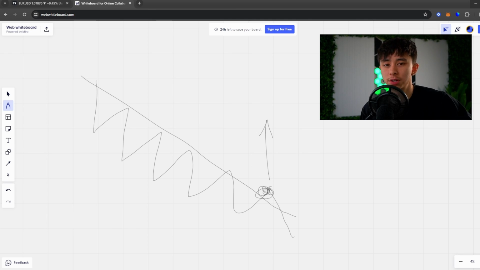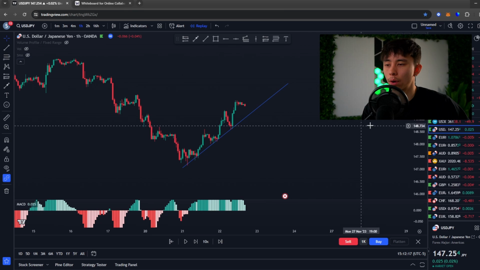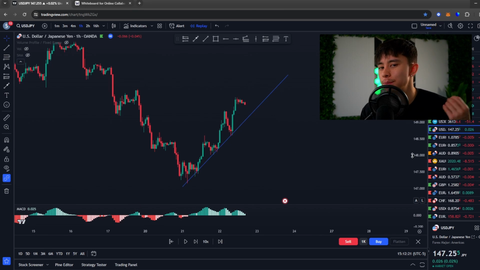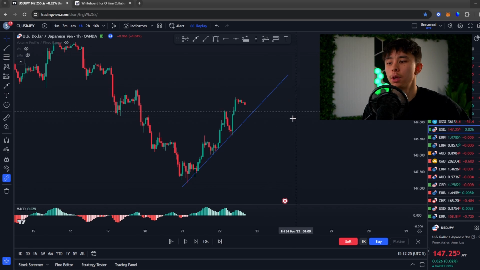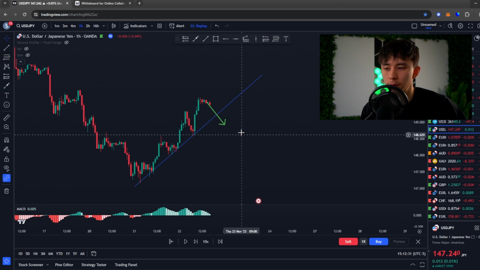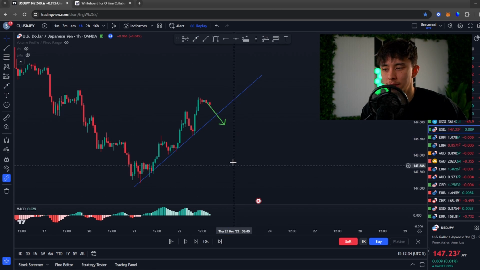So let's hop on the charts. I'm going to show you exactly what you can do to get better entries for this as well. Okay guys, so we are here on the charts and I'm going to show you how you can do the same technique but with trend reversals or trend breakouts. So let's say we're waiting for this trend to make a breakout. Basically we're waiting for price to break through, that way we can make some sells to the downside.